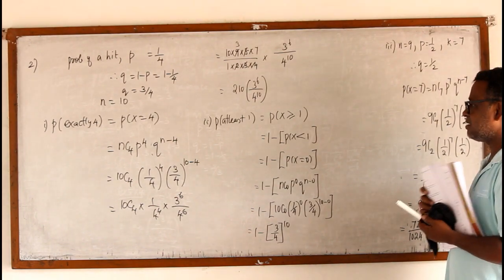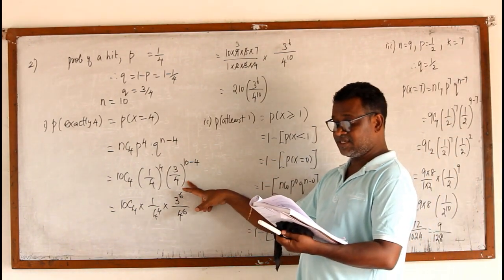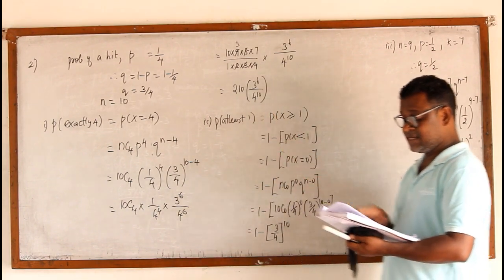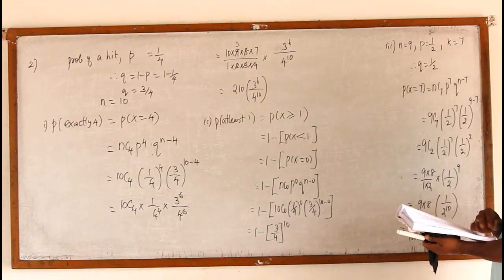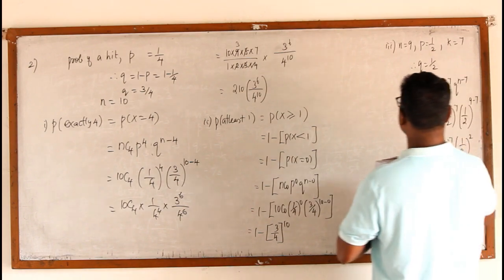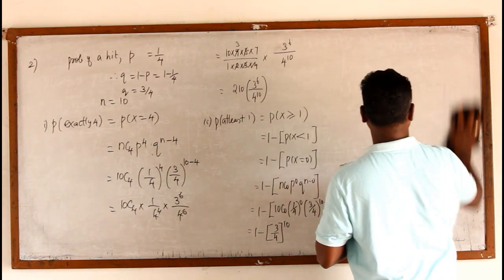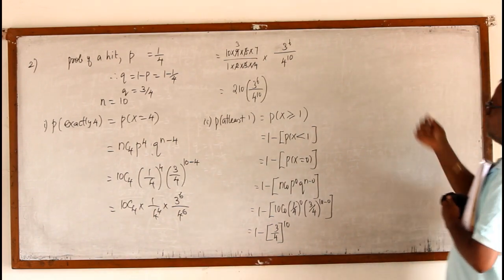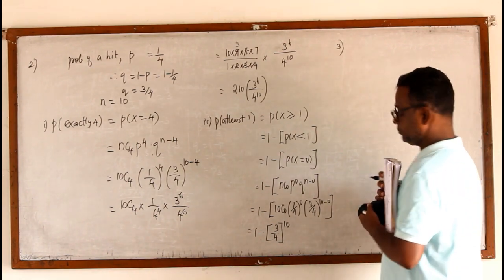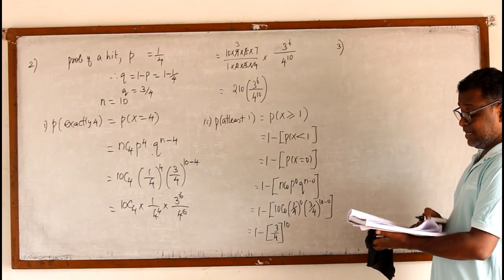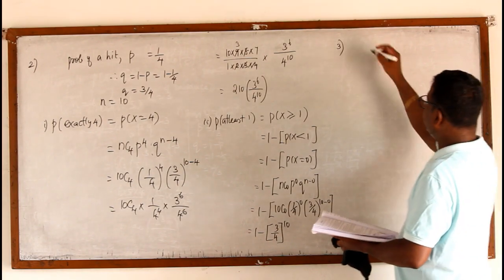So this is your second problem. They are asking two questions, P of x exactly 4 and then at least 1 time. Now, problem number 3. Using binomial distribution, find the mean and the variance.